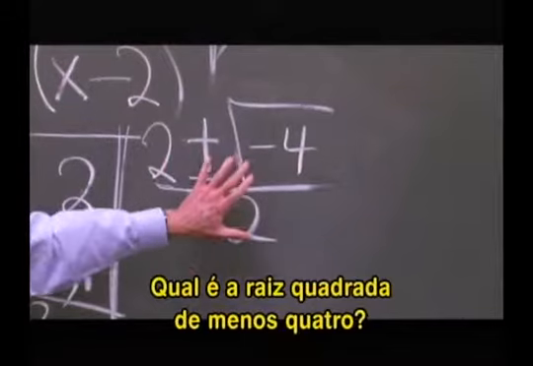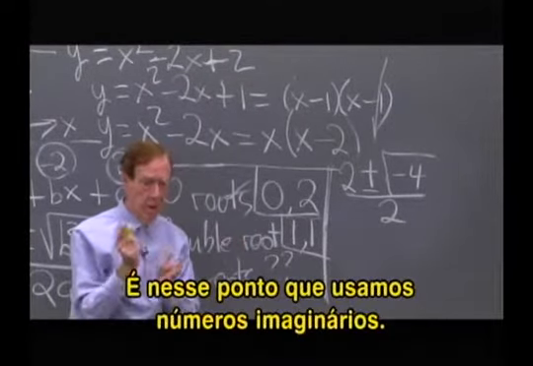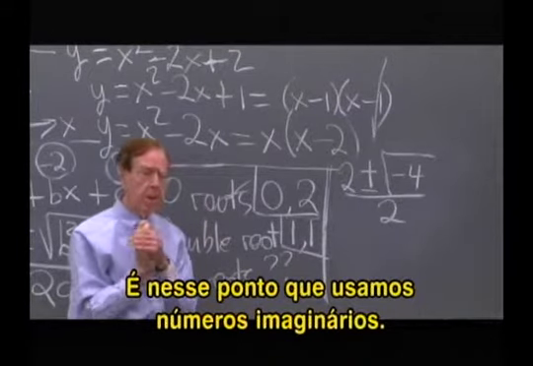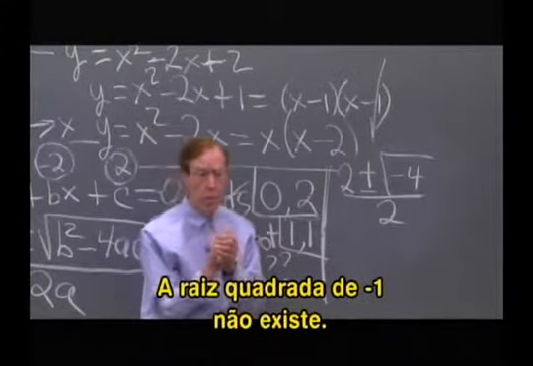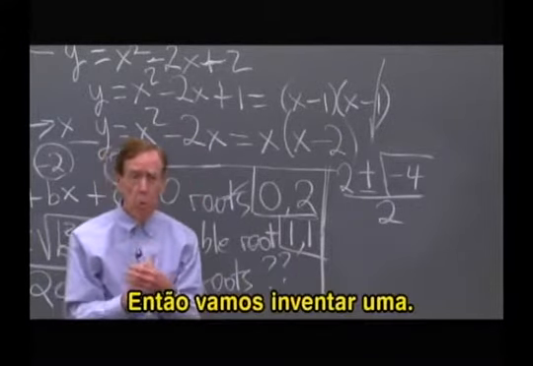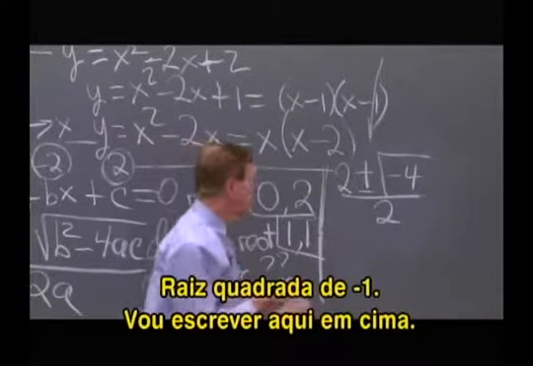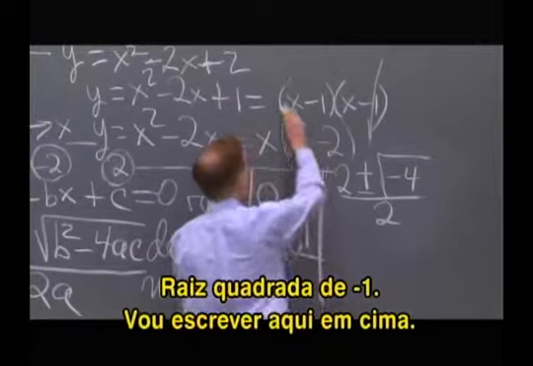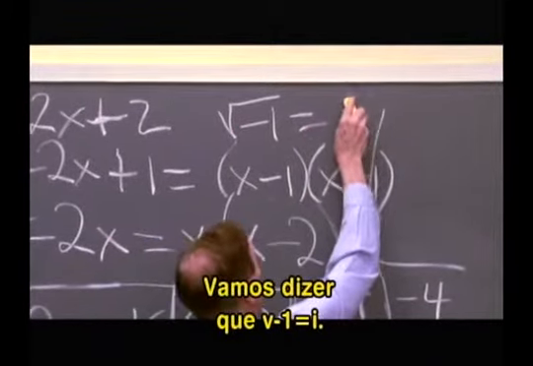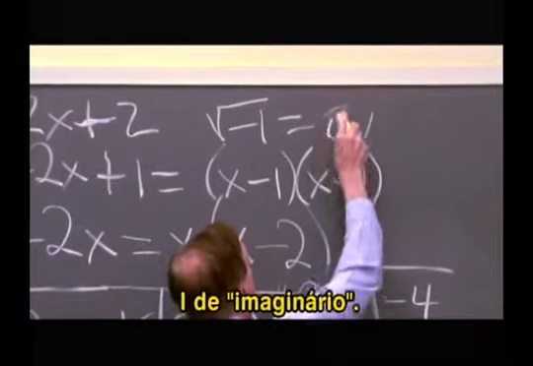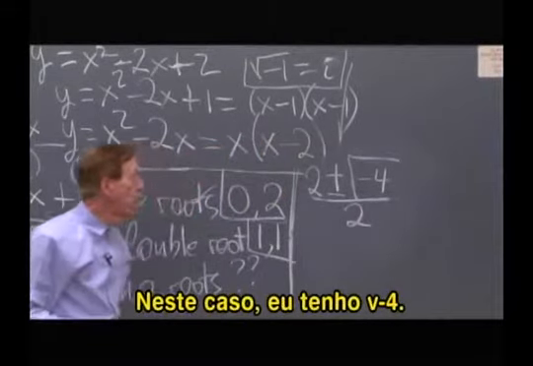So what's the square root of minus 4? What's the square root of minus 1? That's where we're going imaginary. The square root of minus 1, there isn't any real square root of minus 1. So we invent one. I for invent, I for imaginary. So the square root of minus 1, can I write that great fact up here? The square root of minus 1, we're going to say is i. I for imaginary. Now here I've got the square root of minus 4.